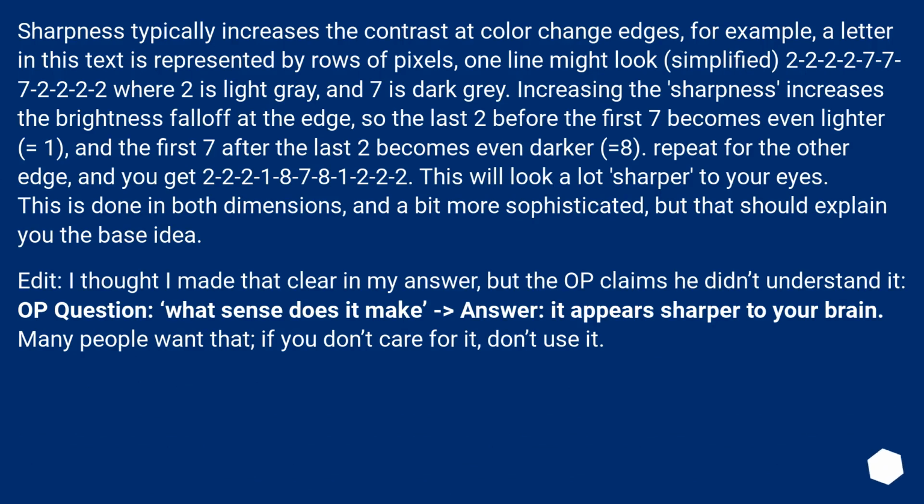For example, a letter in this text is represented by rows of pixels. One line might look simplified 222277772222, where 2 is light gray and 7 is dark gray. Increasing the sharpness increases the brightness falloff at the edge, so the last 2 before the first 7 becomes even lighter, equals 1, and the first 7 after the last 2 becomes even darker, equals 8. Repeat for the other edge, and you get 22218781222. This will look a lot sharper to your eyes. This is done in both dimensions, and is a bit more sophisticated, but that should explain the base idea.